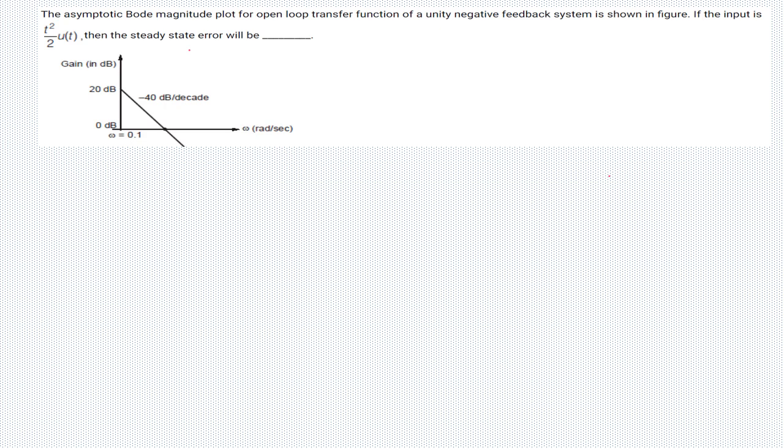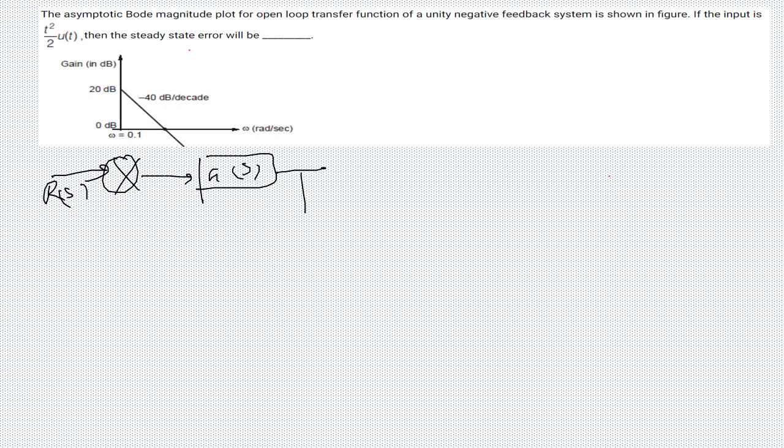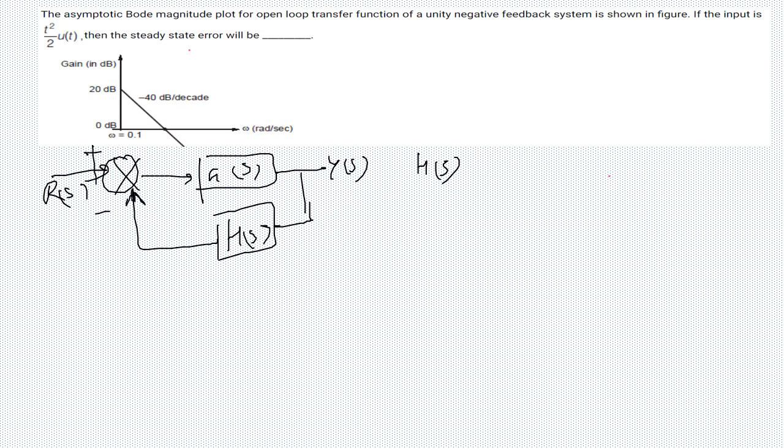So first we can see what exactly is being asked, and what exactly we are given. A control system is given like this. Unity feedback means this H(s) part is 1, meaning we are directly feeding the output back and comparing it with the input. We have been given the input t square by 2 u of t, and we need to find the error.